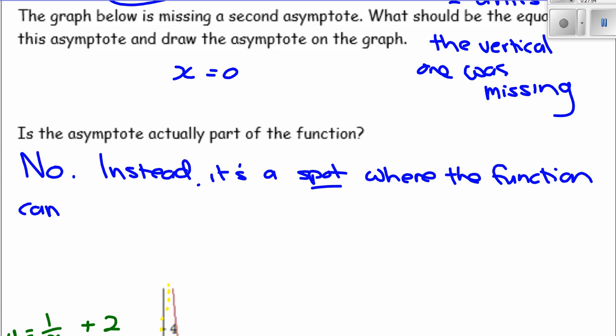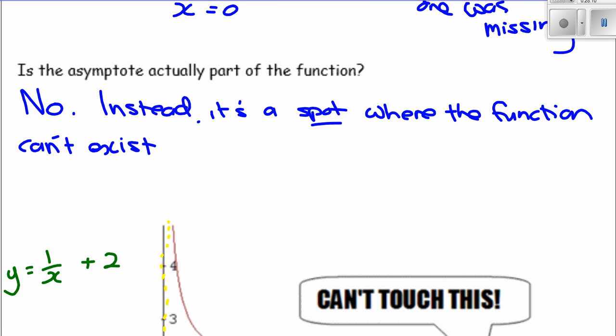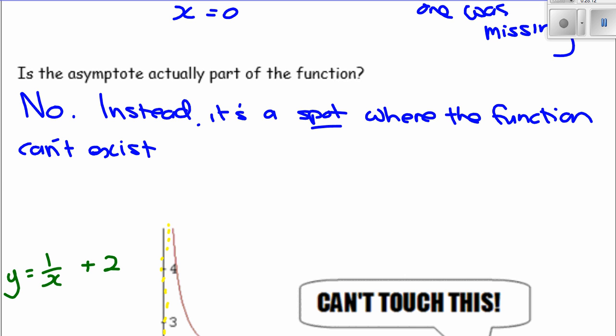I think technically an asymptote is normally a line, so it's a line where the function can't exist, but sometimes if I write the word line, people think that therefore the asymptote itself is a function. So it's not part of the function, instead it's just a spot where the function can't exist. And we just put the dot dot dot line to say that this is not the function and it's not allowed to touch here. The function is in red in the graph below.